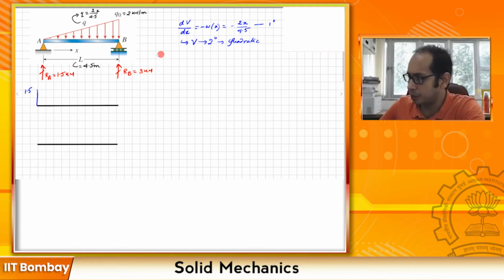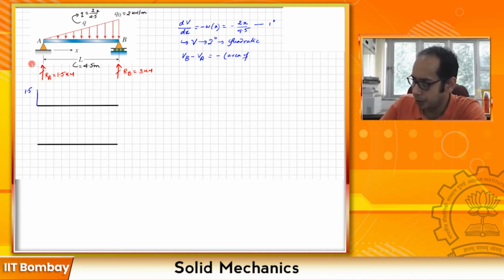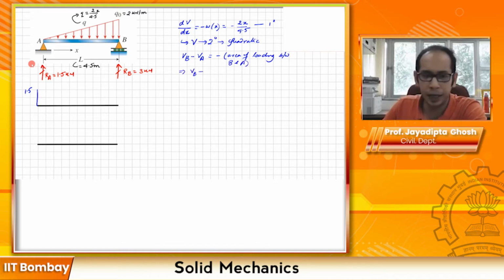Now, a couple of things. Let's just calculate the V at B, because I already know the V at A is 1.5. We know that VB minus VA is the negative of the area of loading between B and A. So in this case, VB minus VA, where I have already computed VA as 1.5, will be the negative of this loading. The length is 4.5 and this height over here is 2.